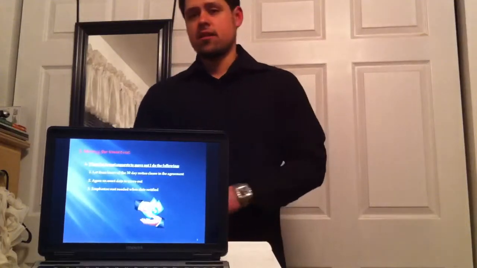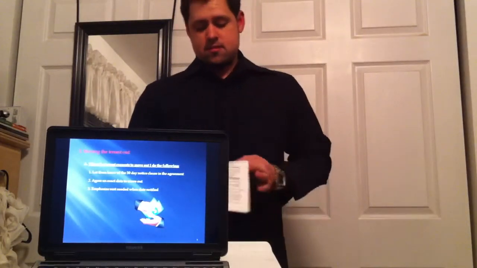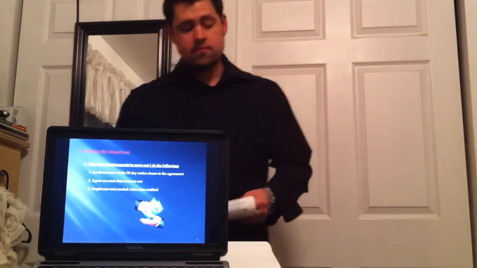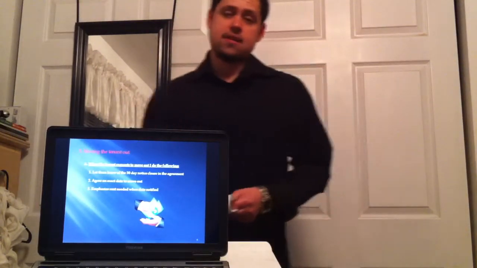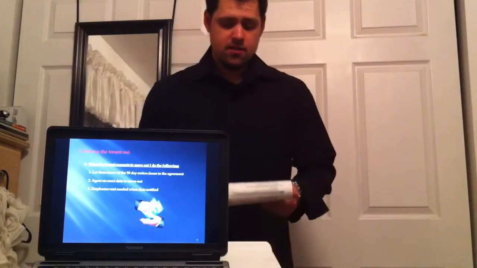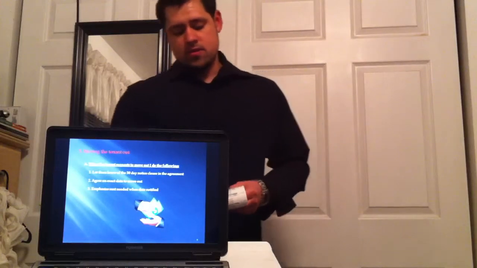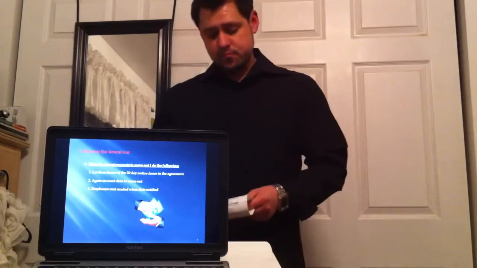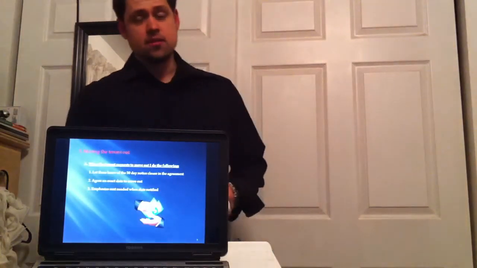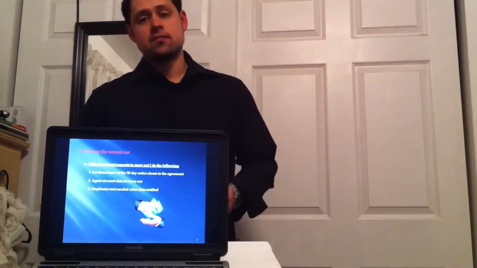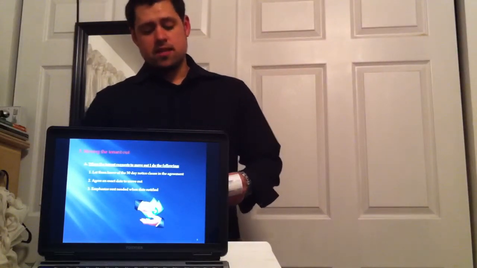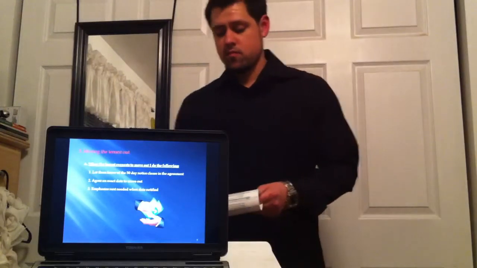After the tenants are all comfortable, all moved in, move to the third and final step, which is moving the tenants out, which is later on. When the tenant requests to move out, I do the following. Let them know of the 30-day notice clause in the agreement, which we signed when they first moved in.